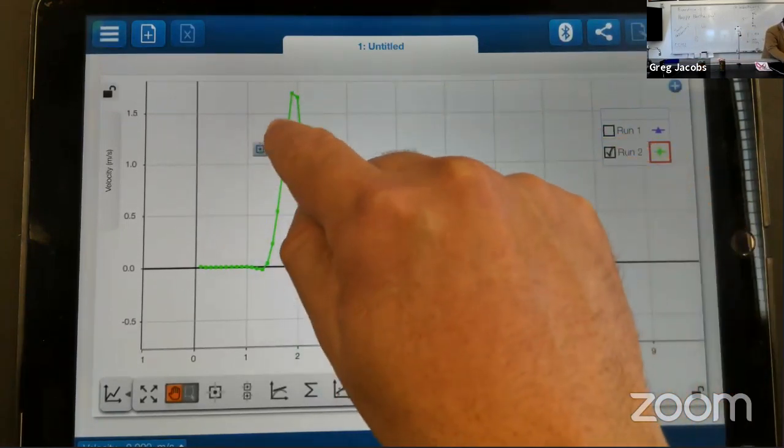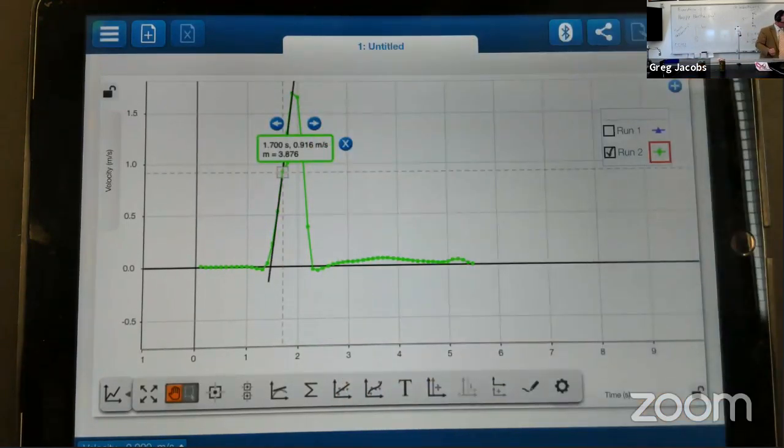Slope of the velocity time graph looks like it's 3.9 meters per second per second. I said 4 meters per second per second. Physics works. I like it. All right. Now I'm going to ask a question of you.